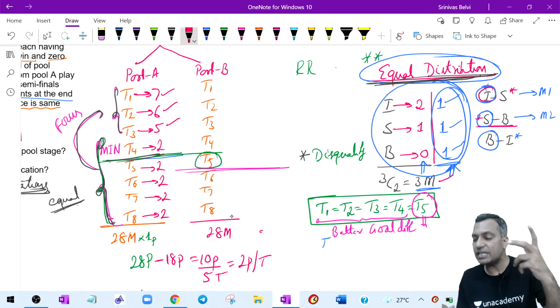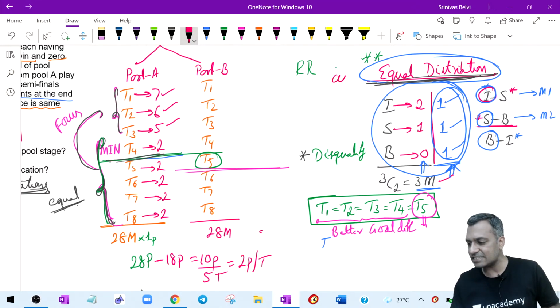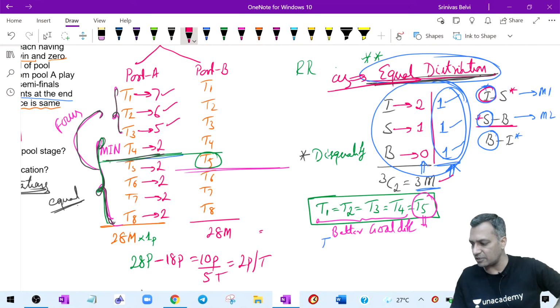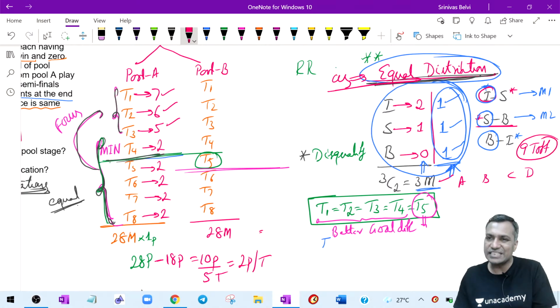Hey, what if equal is not possible? Make it as equal as possible. If equal is not possible, use the words as equal as possible. For example, assume that there are 4 kids A, B, C, D. I said that 9 toffees have to be distributed among 4 kids as equally as possible.